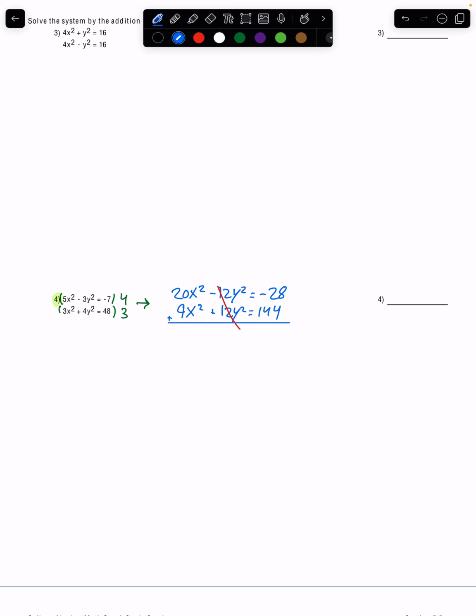This cancels. And then we need to take the square root of both sides. Or, well, no, first we actually need to divide. Then we take the square root. Then we'll solve when x is equal to negative 2. We'll plug it into the second equation.